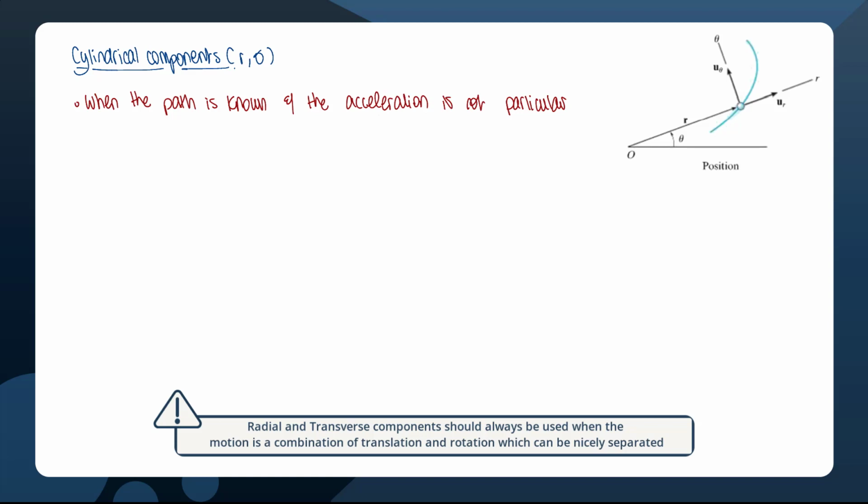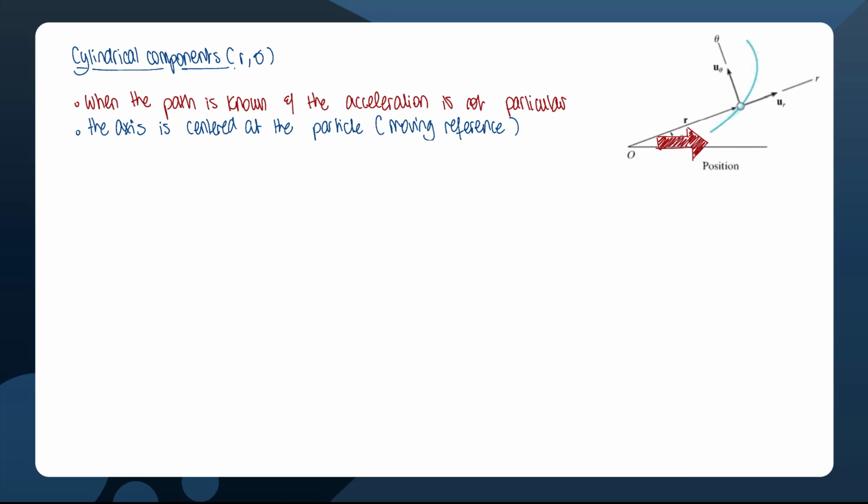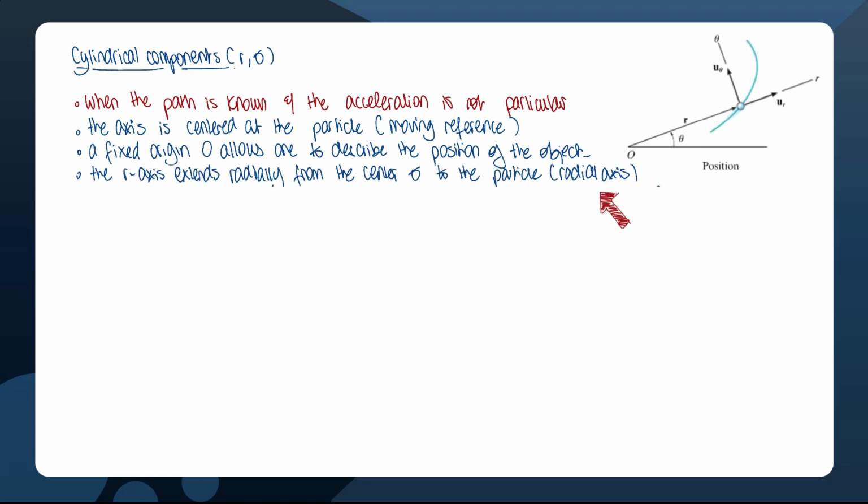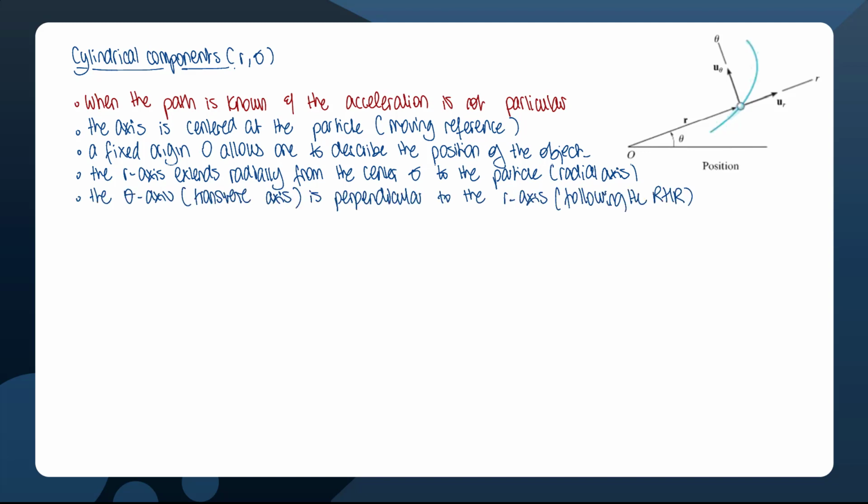So in this case, the axis is centered at the particle as well, and so we do have a moving reference. But a fixed origin O allows one to describe the position of the object accurately. So here we can describe the position accurately. The r-axis extends radially from the center O to the particle, so that's how we can draw the r-axis, while the theta axis, which is known as the transverse axis, is perpendicular to the r-axis, following the right-hand rule.